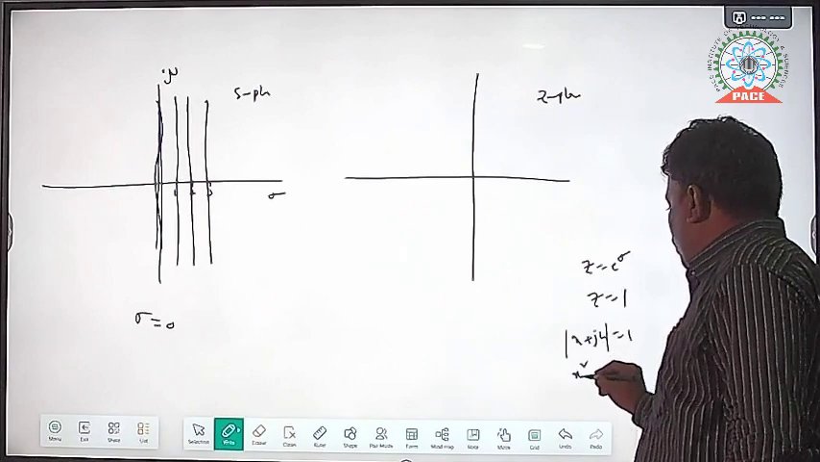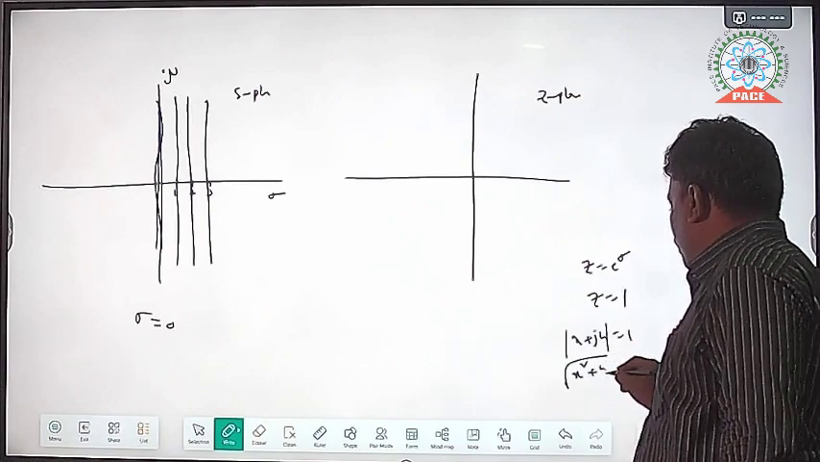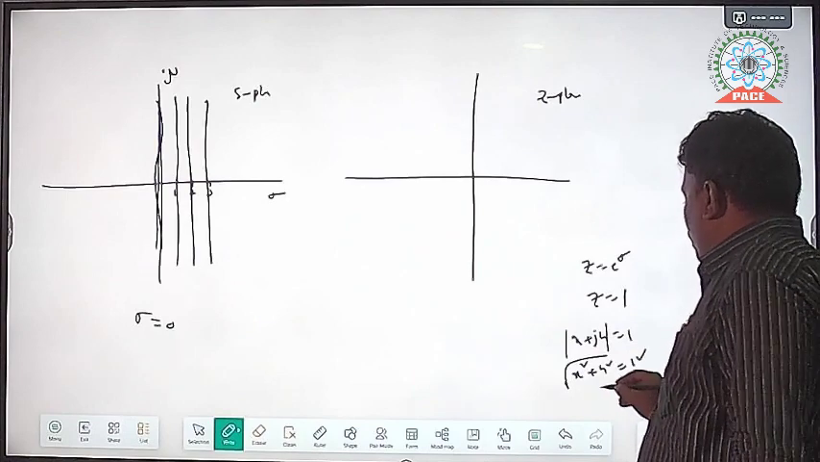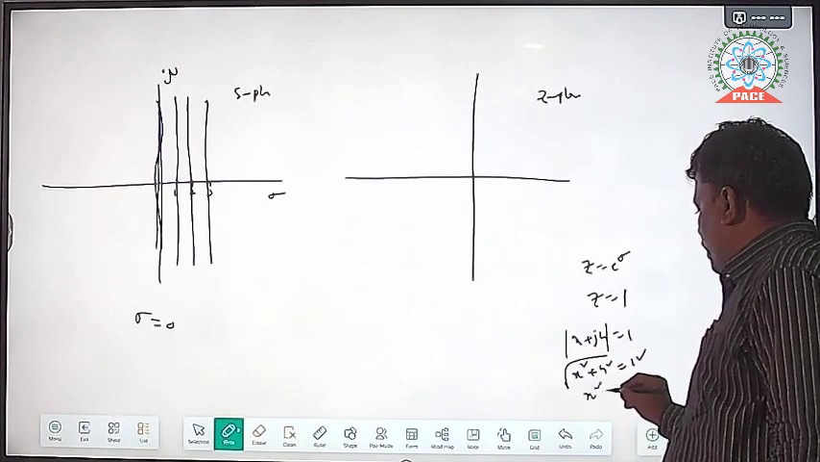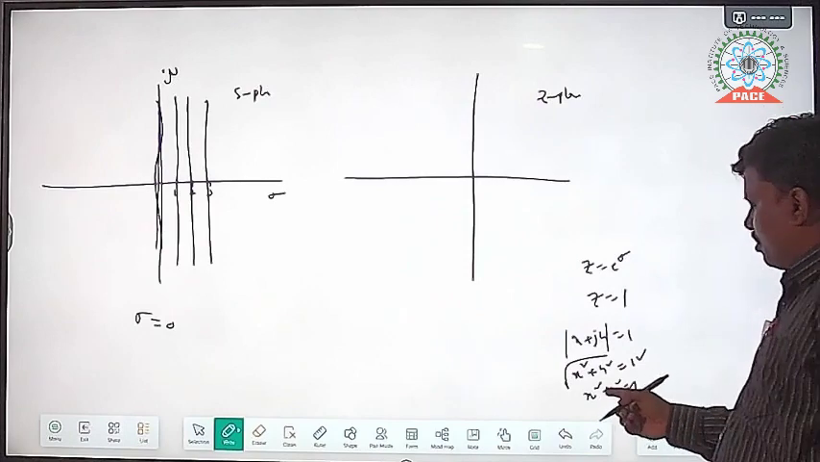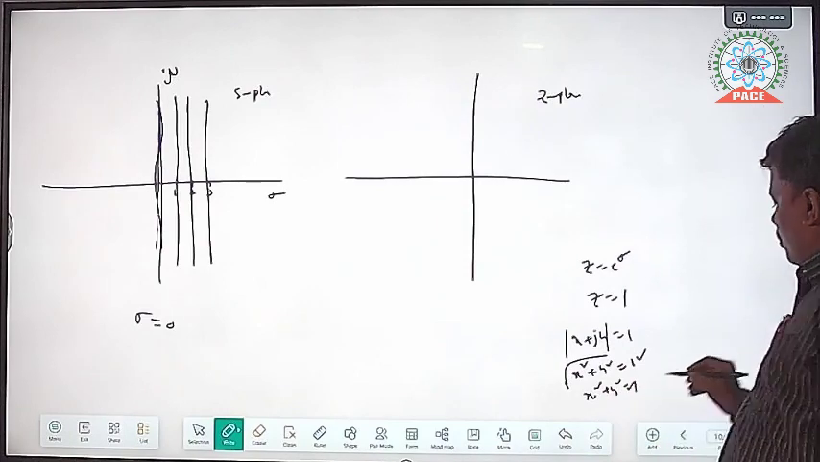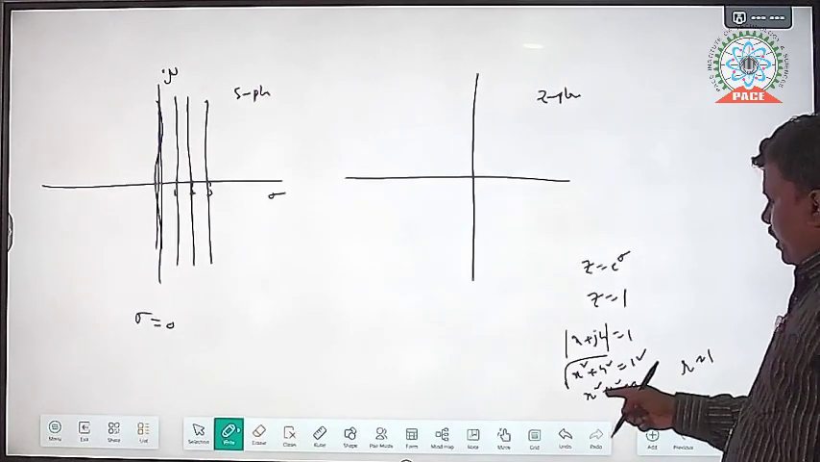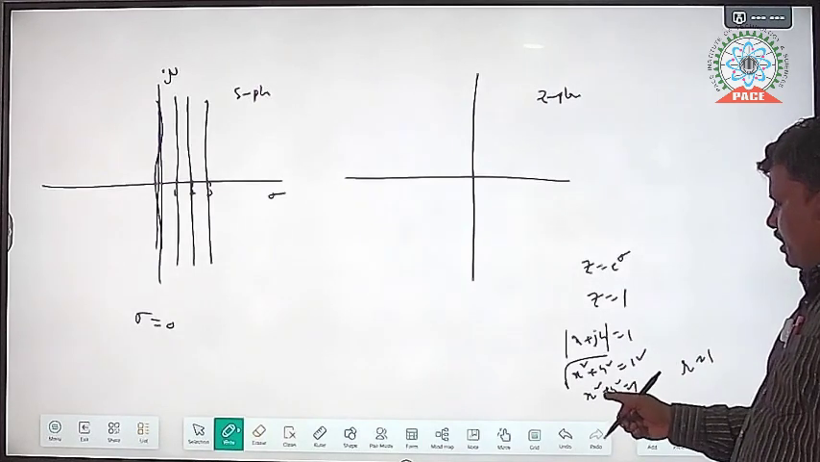This is nothing but the circle equation, x minus h whole square plus y minus k whole square equal to r square. Here h comma k is the origin, h equal to 0, k equal to 0, and r equal to 1. So the nature is a circle. At sigma equal to 0, the nature is a circle with radius equal to 1.